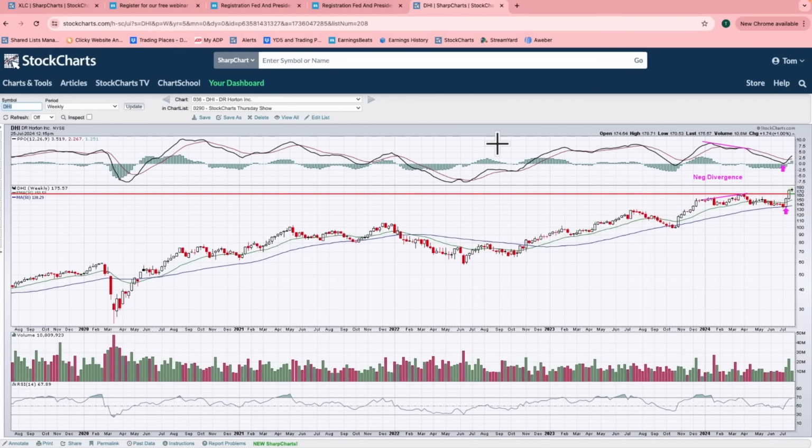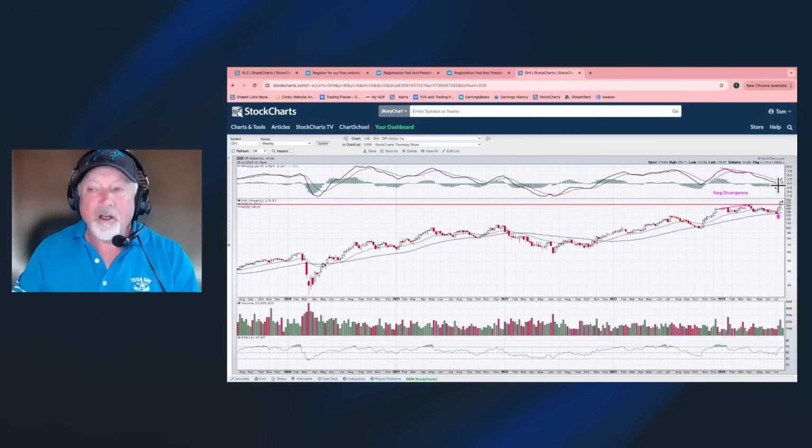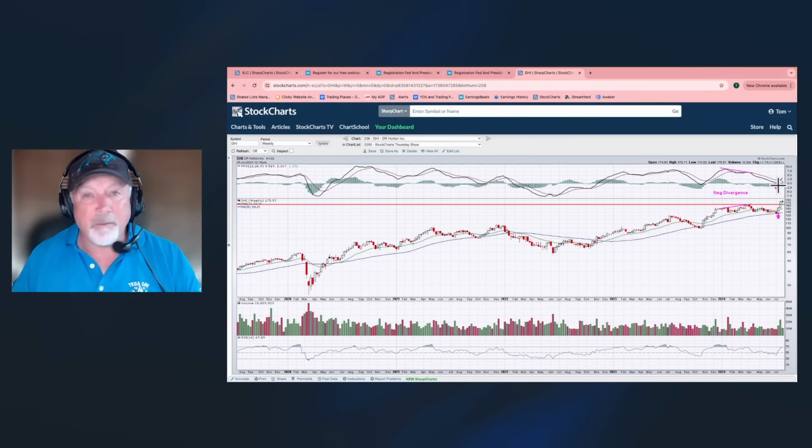DR Horton, DHI made a breakout, had a negative divergence, higher prices, lower PPO, but these pink arrows are what I look for after a negative divergence. I look for a PPO reset. At that point, your 12 and 26 week EMAs are the same. So your momentum is gone at that point. That's why I call this a reset.